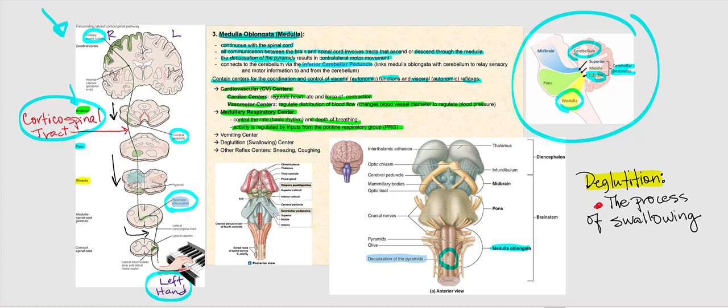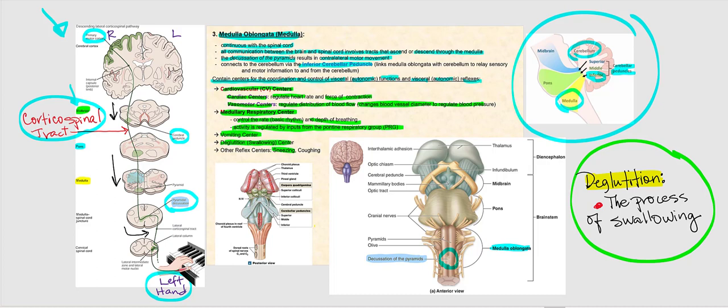In addition, we also have the vomiting center as well as the deglutition center. Incidentally, deglutition is the process of swallowing. So our ability to swallow is because of the center found in the medulla. Other reflex centers found in the medulla are for sneezing and coughing.